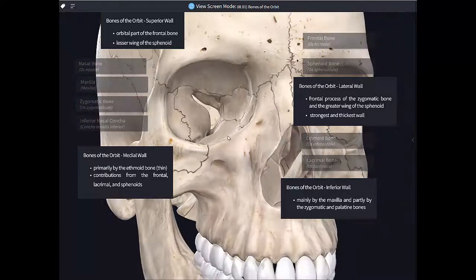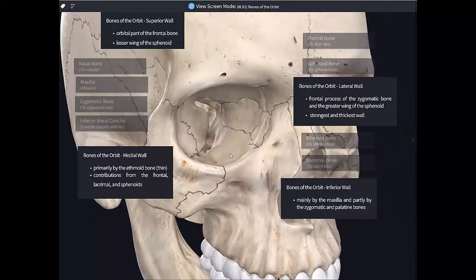In real life, all of this is actually going to be filled with orbital fat, where the eyeball is not, because it provides additional cushioning. As the orbit is like a pyramid, it has a base, four walls and an apex. So let's have a look at those walls.